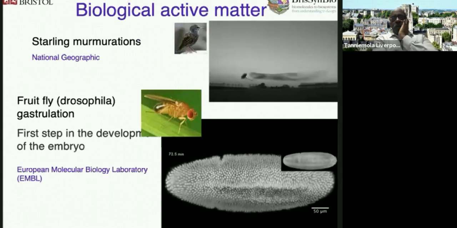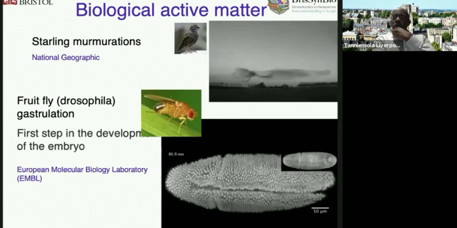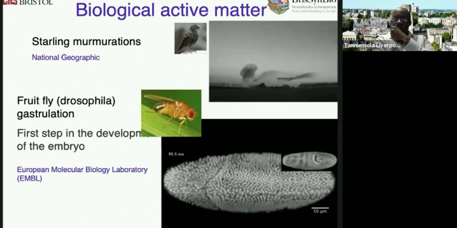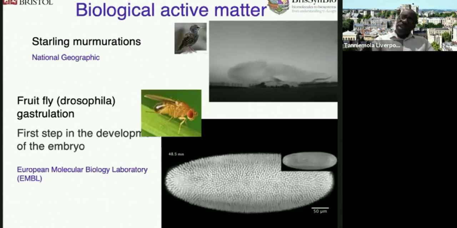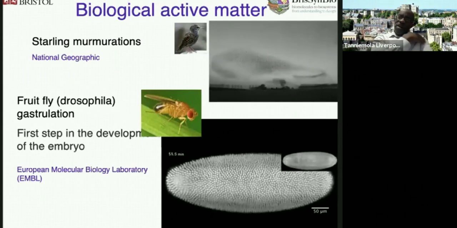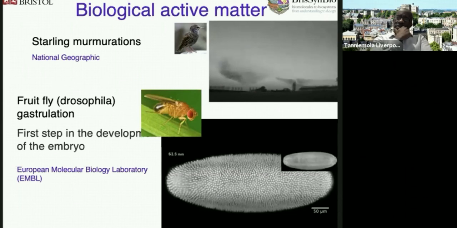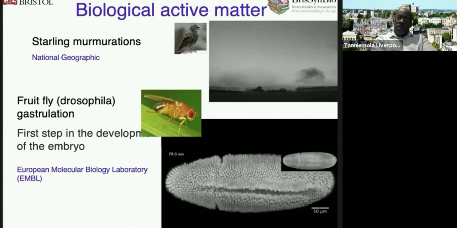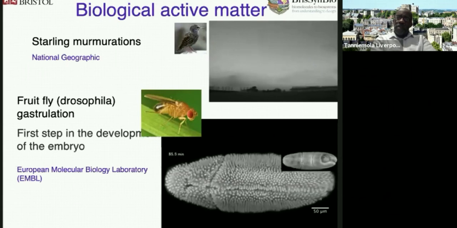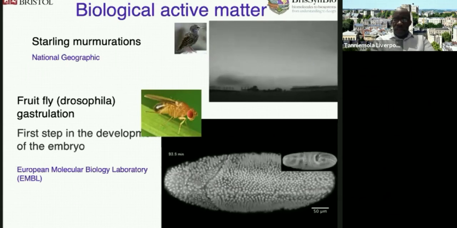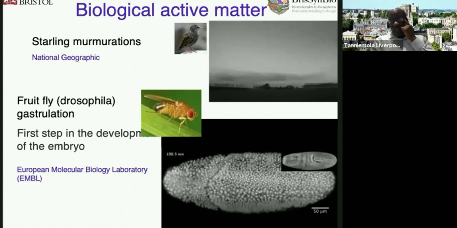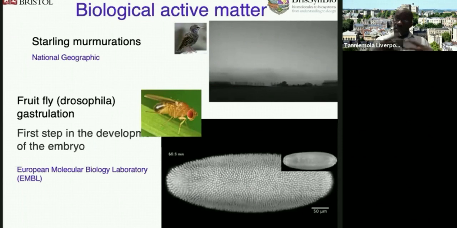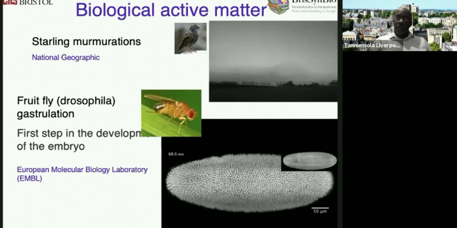So these are two videos. One is a video of a flock of starlings, which is going to do a dance. It's called a murmuration. And the second video is the first step in the development of the embryo of a fruit fly. This is called gastrulation. And you can see the fruit fly developing, its body plan being developed.